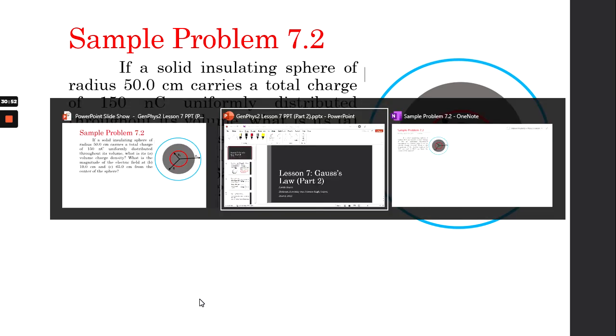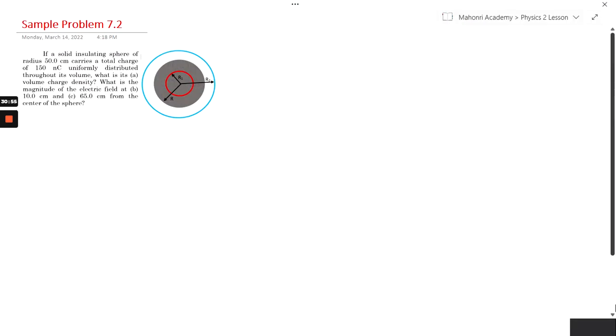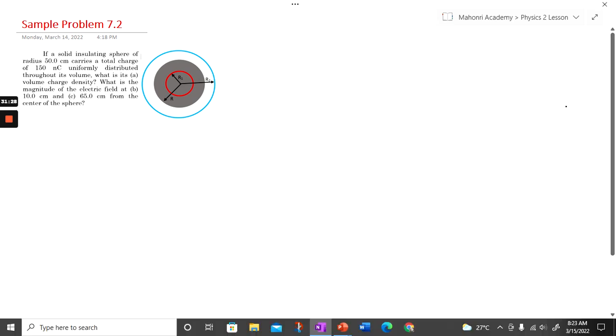For that, we have to move on to here. Okay, so let's read our problem. If a solid insulating sphere of radius 5 centimeters carries a total charge of 150 nanocoulombs uniformly distributed throughout its volume, what is its (a) volume charge density? (b) What is the magnitude of the electric field at 10 centimeters and (c) 65 centimeters from the center of the sphere? So now let's try and solve this problem.